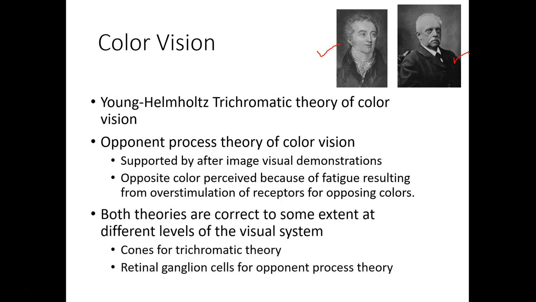So before we do the demo, let me tell you about it. So both theories are essentially correct to some extent at different levels of the visual system. So the cones, the three cones, represent the trichromatic coding theory. And the retinal ganglion cells, they're actually retinal ganglion cells that respond in opposite ways to complementary colors, red and green, blue and yellow, and black and white.